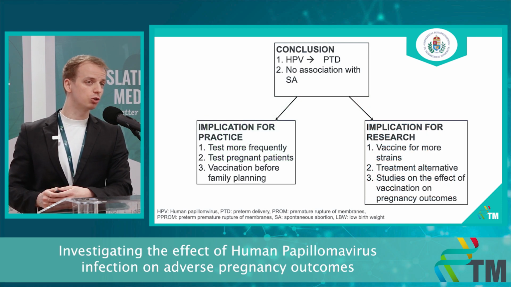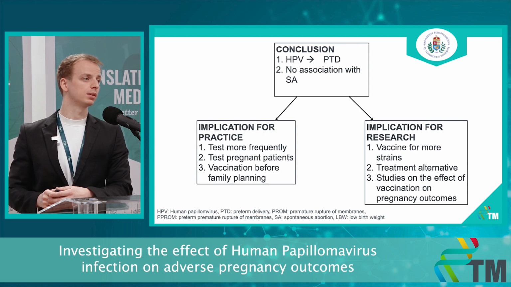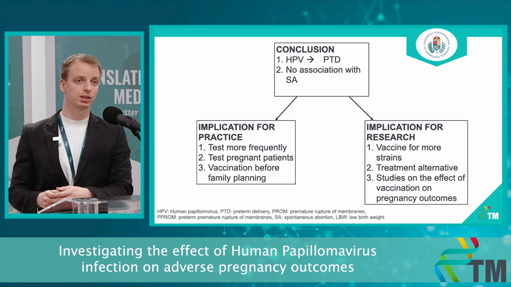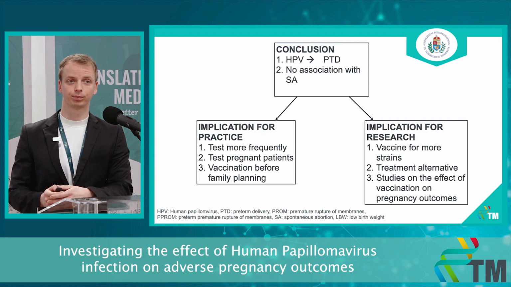The conclusion is that HPV is associated with preterm delivery, but not with spontaneous abortion. And our implication would be to test more frequently, maybe test pregnant patients as well, and vaccinate before family planning too. Implication for research would be to get the vaccine for more strains and treatment alternatives as well, and to have more studies on the effect of vaccination among the pregnant population.